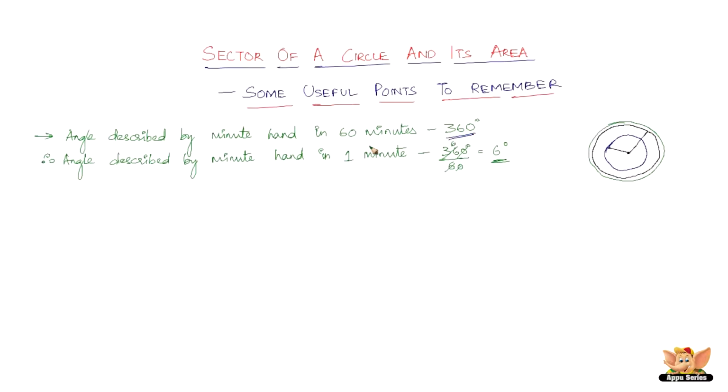If in 60 minutes it describes an angle of 360 degrees, then in 1 minute it describes an angle of 360 degrees divided by 60 minutes, right? That's going to be 6 degrees. So when a minute hand moves 1 minute, it describes an angle of 6 degrees. This is worth remembering because we're going to apply this data in the problems that we're going to solve in the forthcoming videos.